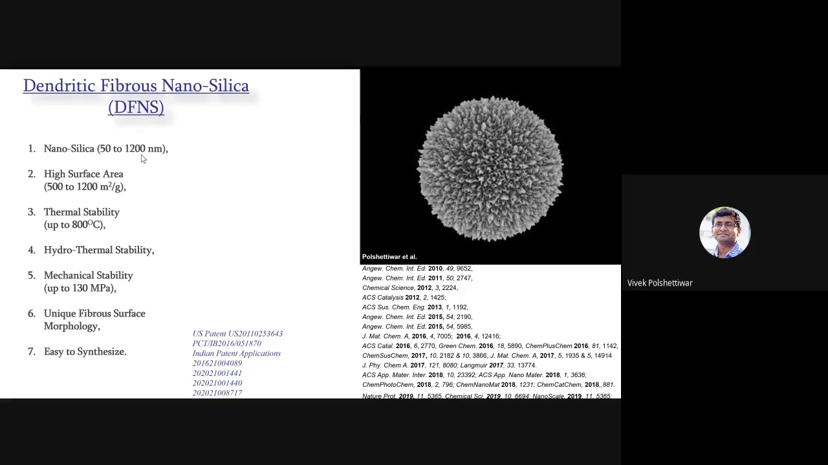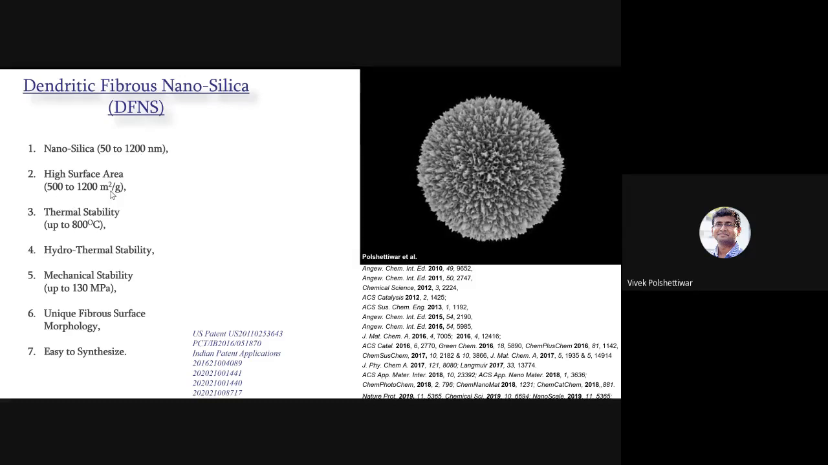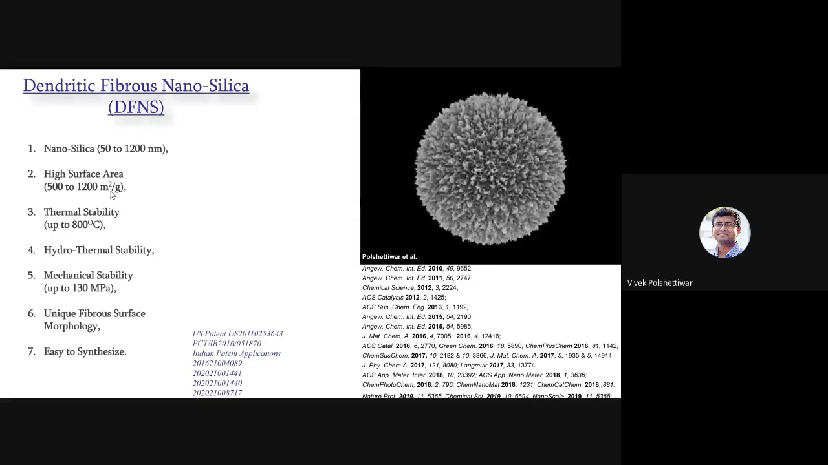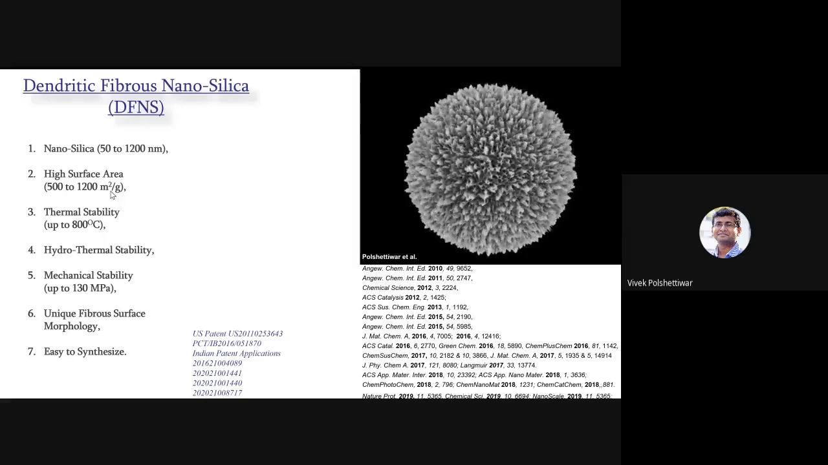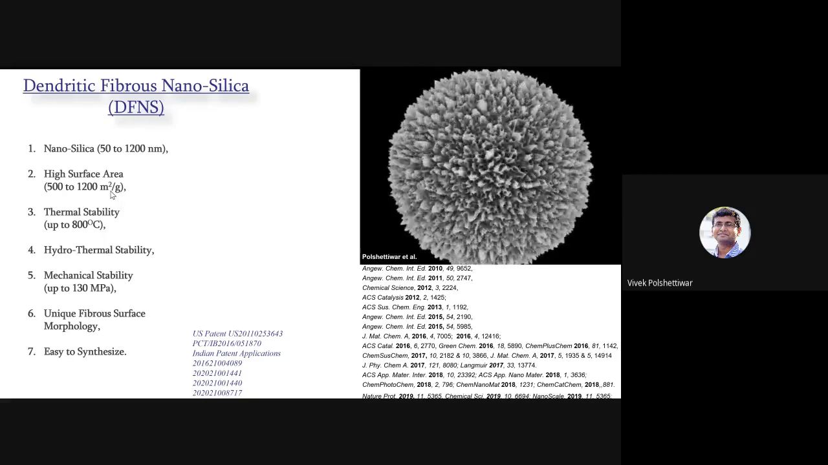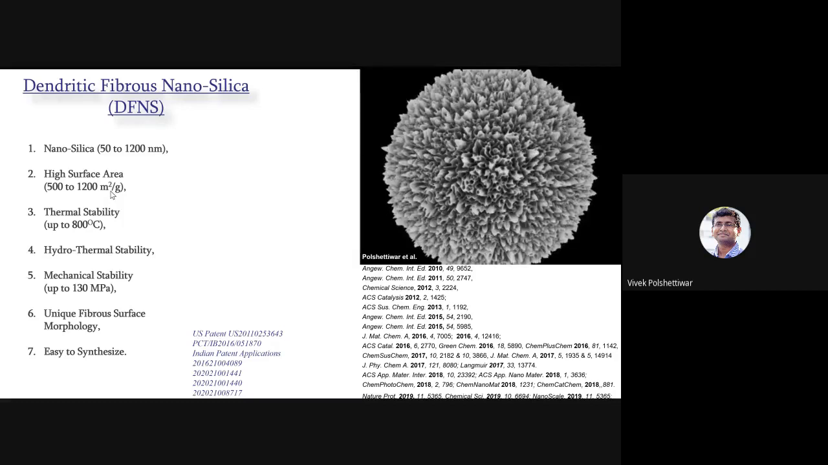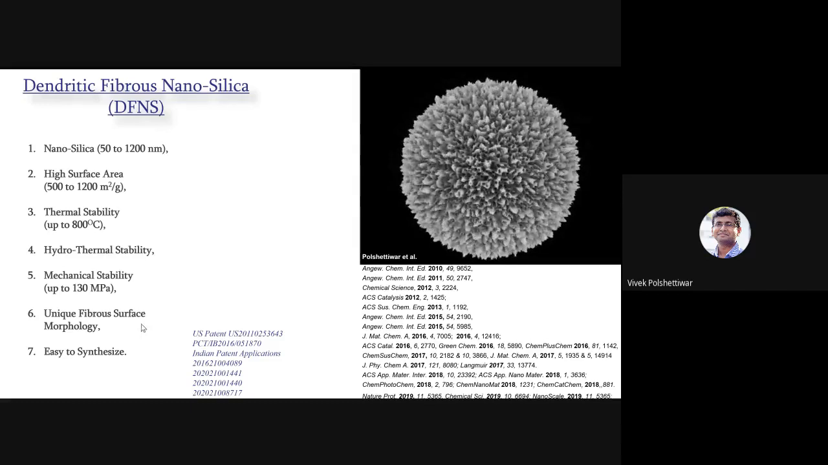It has a huge surface area, even 500 meters squared per gram. If you take 1 gram of silica, you will have a football ground in 1 gram of silica. It's a huge surface area, which allows you to load lots of active sites onto it. And even after that, the reactants can reach those active sites. It has excellent hydrothermal stability, mechanical stability, a unique fibrous morphology, and it's easy to synthesize.